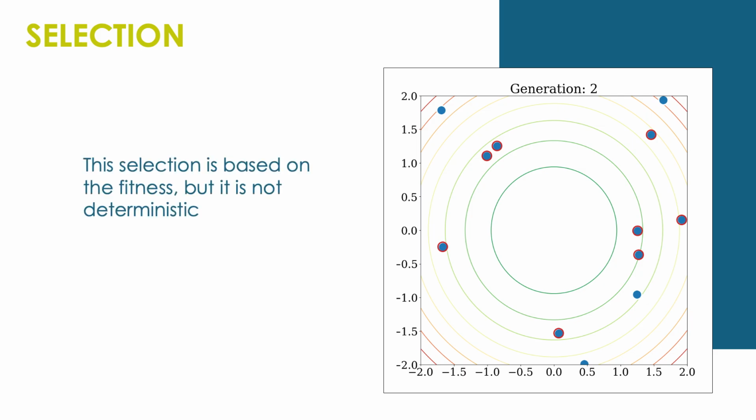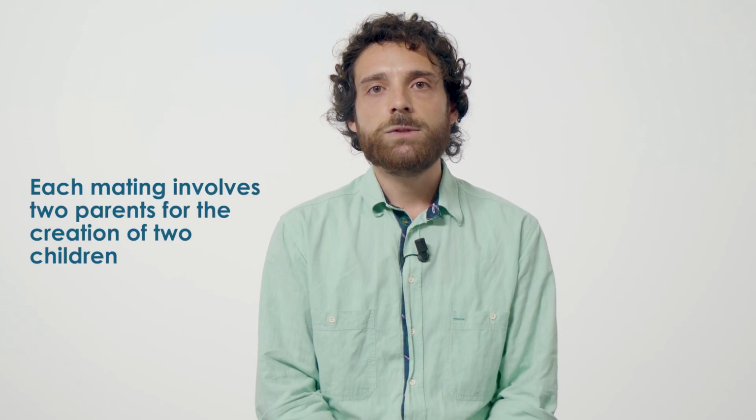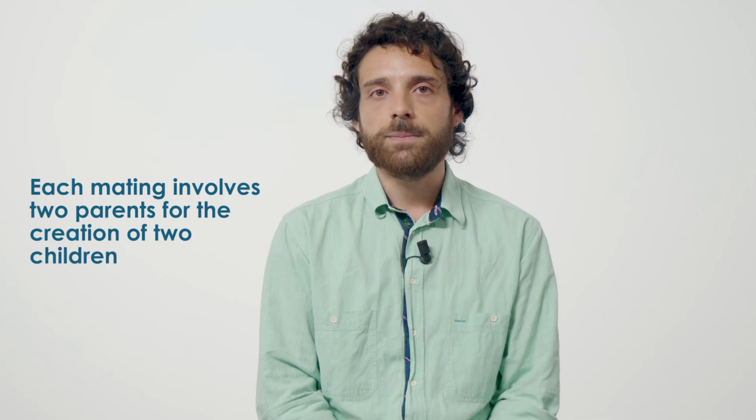The selection is based on the fitness, for exploitation purposes, but it is not deterministic. In fact, points with higher fitness, i.e. those closer to the minimum, are not necessarily selected, thus enhancing exploration. Usually, each mating involves two parents for the creation of two children. In the current example, the population includes 12 individuals. Therefore, to create 12 new offspring, 6 different matings are required.